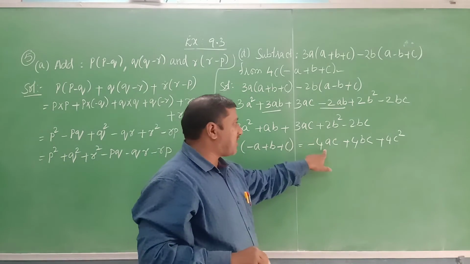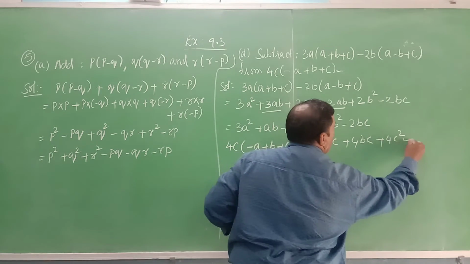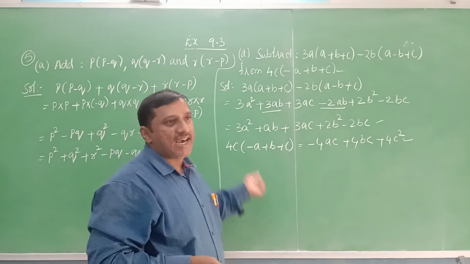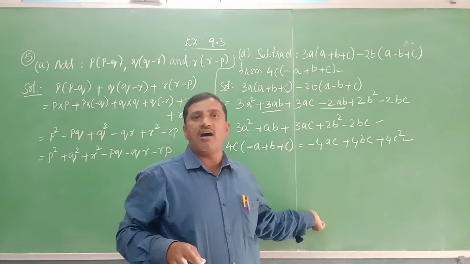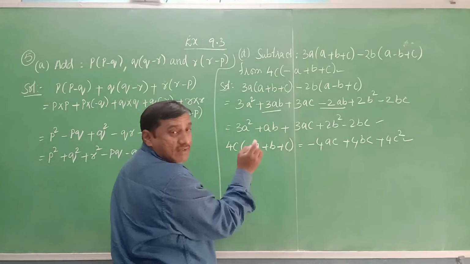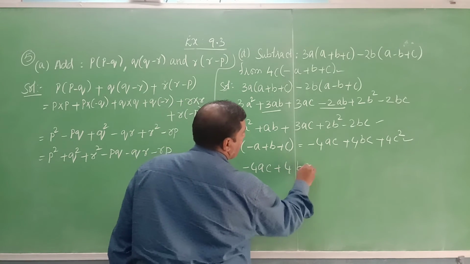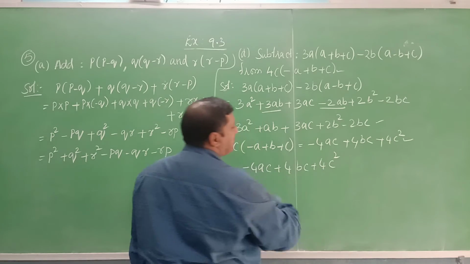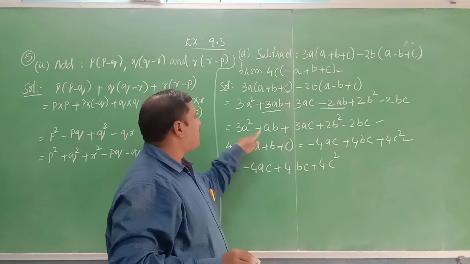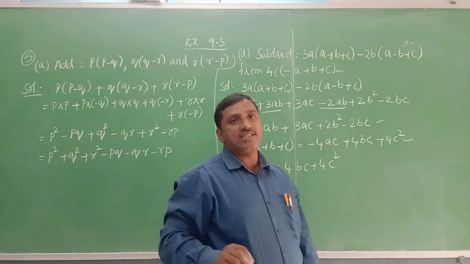Now from this expression, we have to subtract this expression to get the result. Subtraction can be carried out with the horizontal method or the vertical method. Which one do we write first? I am using the vertical method. Minus 4ac plus 4bc plus 4c square. From this expression you have to subtract 3a square plus 3ab plus 3ac plus 2b square minus 2bc.